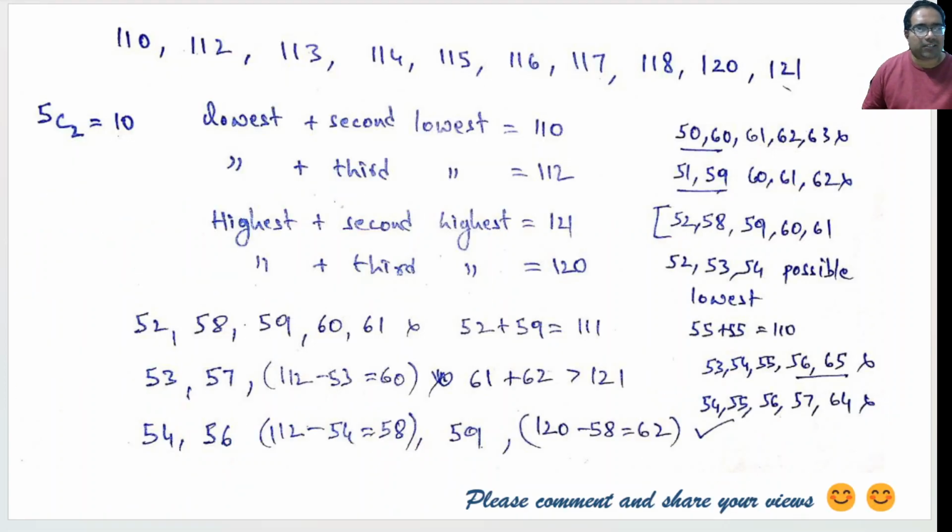Now let's continue like this. Lowest plus second lowest is 110, and lowest plus third lowest should be 112.